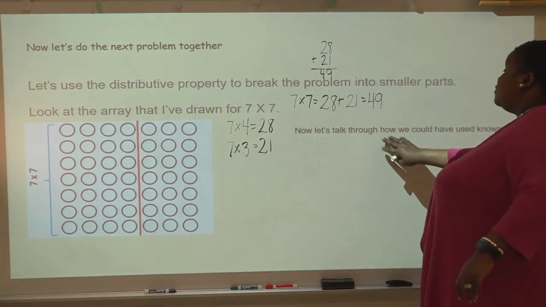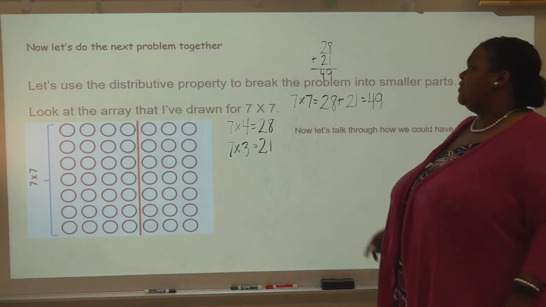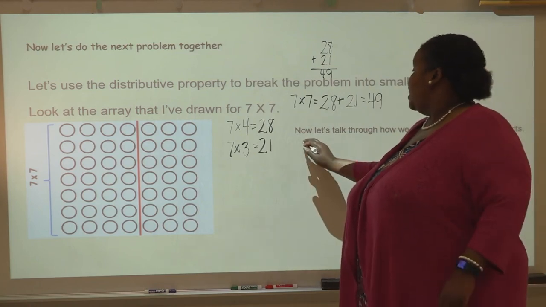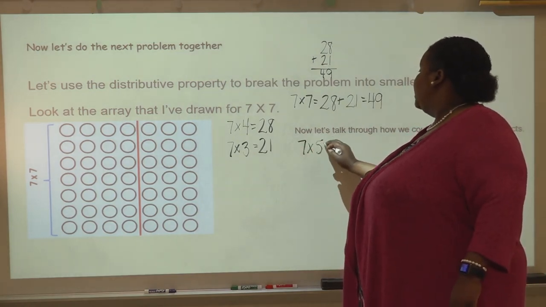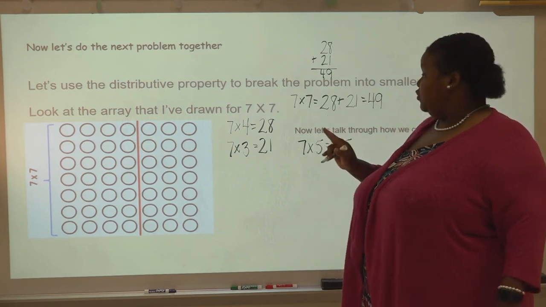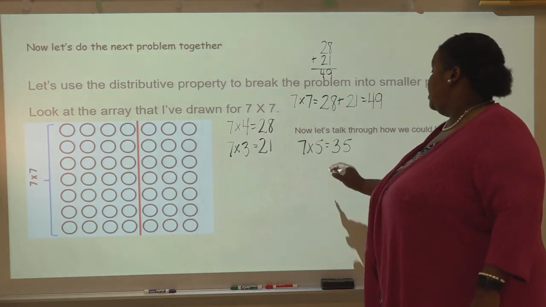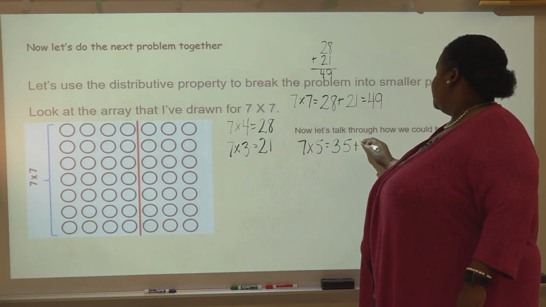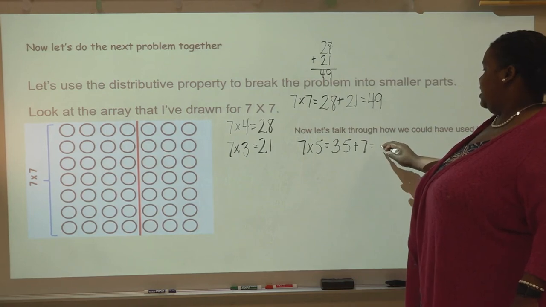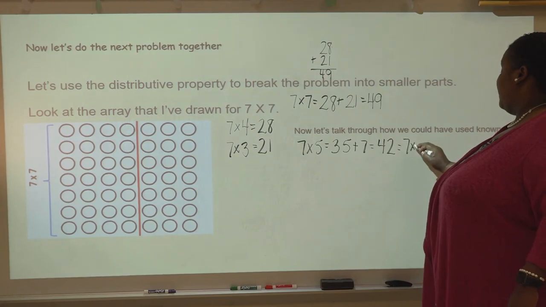All right, now let's talk through how we could have used a known fact. Well, when I think of 7 times 7, I know my 5's really well. So if I know that 7 times 5 equals 35, I just need 2 more 7's to get to 7 times 7. So 7 times 5 equals 35, plus 7, that would make it 42, which would be my 7 times 6 fact.